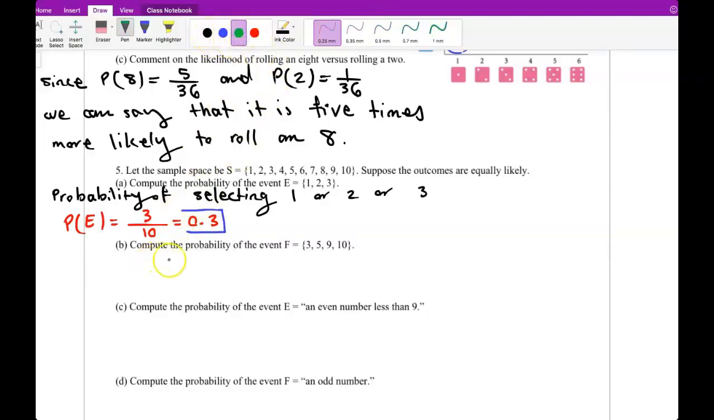Now next one, compute the probability of the event F. This event has 4 numbers inside. Same thing: count how many numbers you have, which is 4, and in total, how many outcomes we have in this sample, which is 10. So that is 0.4.